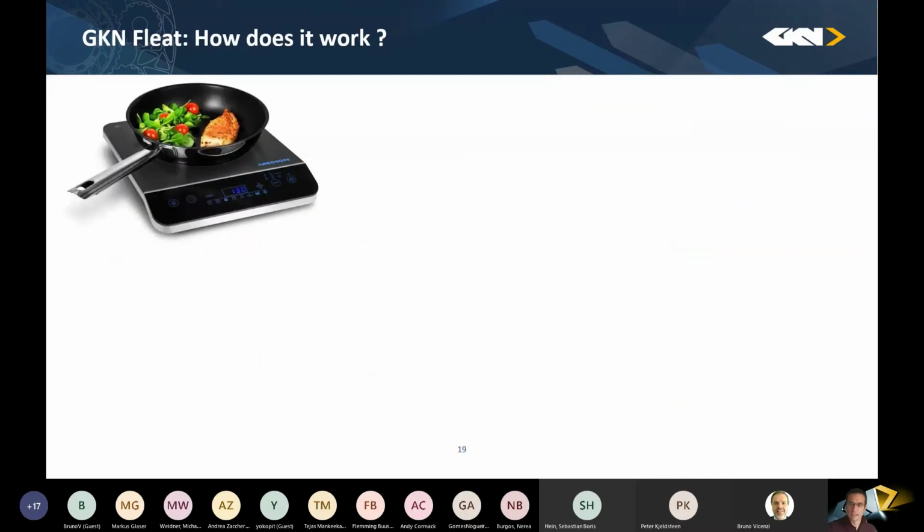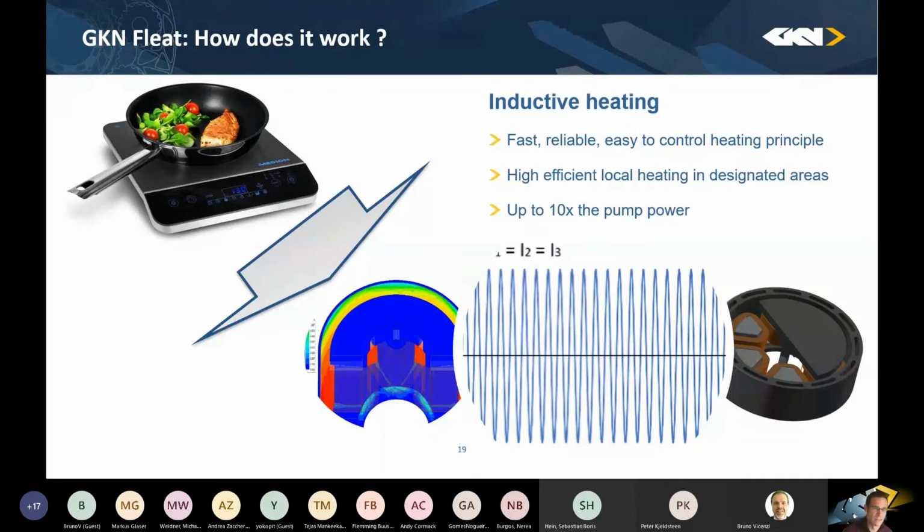Additionally, we have the function that we need to heat it. And how do we do that? Some of you will know that from your home or from traveling. This induction heating principle, very often used in the kitchen to heat up the pans, the pots, and stuff like that. And we just thought, okay, it's a reliable and fast system to heat up almost anything which is made of electrically conductive metal.